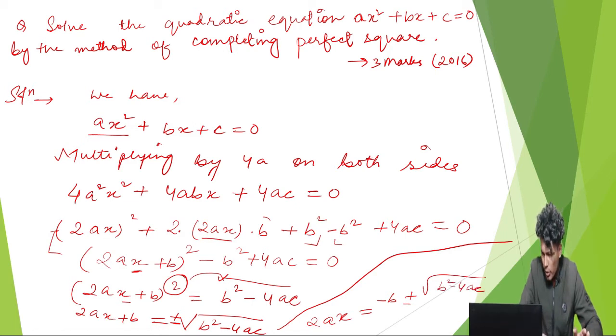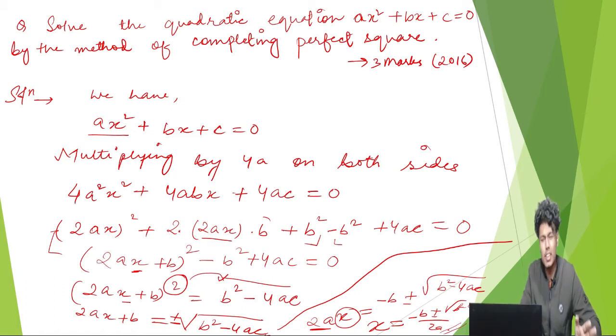Okay, now you take x, the value of x. x is equal to, you take this 2a down there. So minus b plus minus root over b square minus 4ac divided by 2a. Okay, I think it is not clear, but you can understand that, right? We'll discuss this formula, you'll remember it again and again. So this is the way you are going to solve this question.